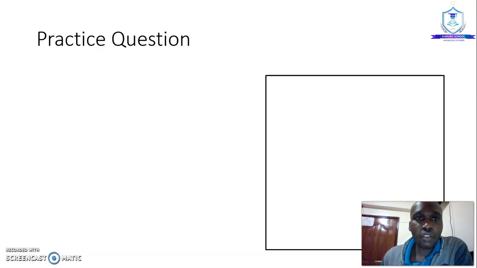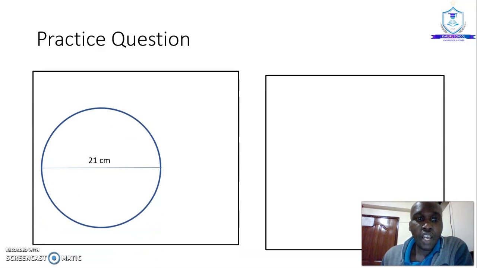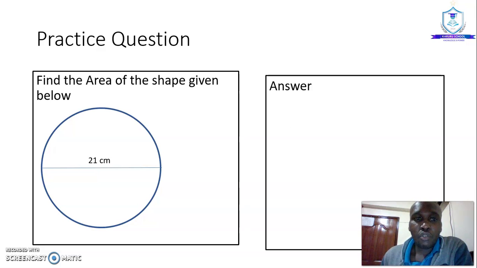Let's do a practical question. We've been given a figure which is a circle, and we have been given the diameter of that circle, which is equal to 21 centimeters. The question is, find the area of the shape given below. To calculate the area of a circle, we have the formula pi r squared. But notice that in this case we've not been given the value of the radius, but we know that the radius is equivalent to the diameter divided by 2.